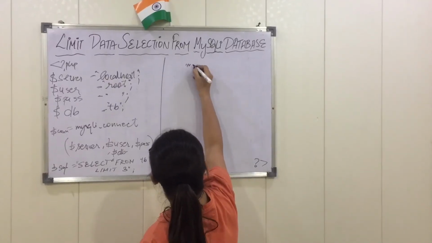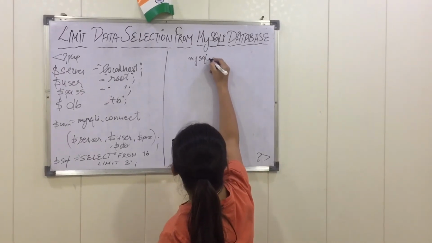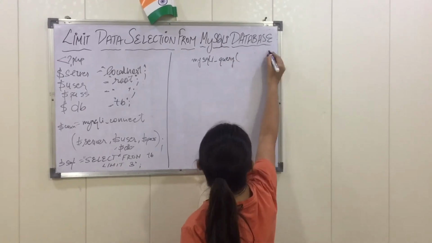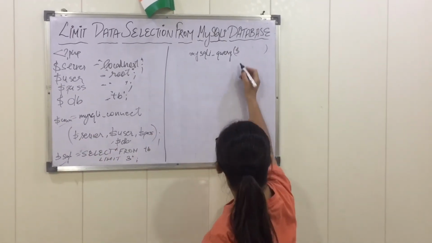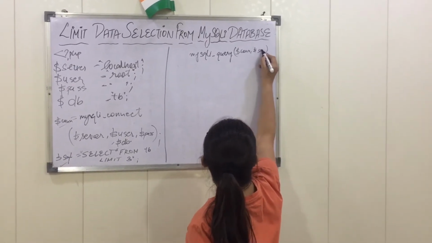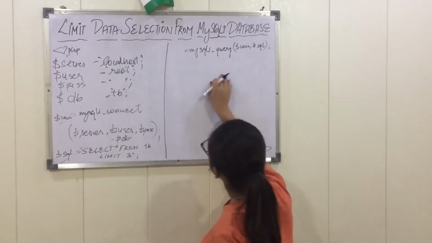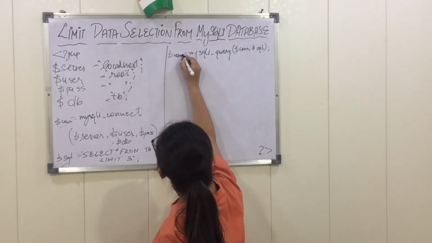Now we'll join both the variables. So we'll write here mysqli_query. In between this we will pass the variables, that is the connection and $sql, that is $con and $sql. After that, a semicolon. We will store this in a variable. Suppose my variable name is $result.